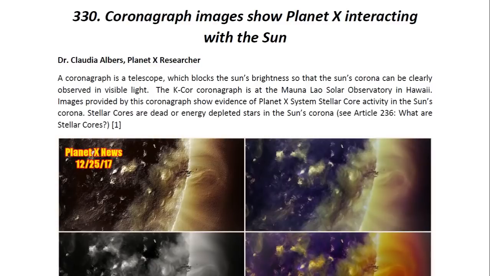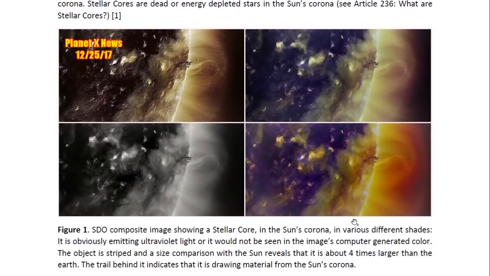Stellar cores are dead or energy depleted stars in the sun's corona. And you may look at article 236 entitled What are Stellar Cores for more details. And here you see an image of the stellar cores. This is an STO composite image in several different colored filters. And you can see this object moving through the sun's corona.